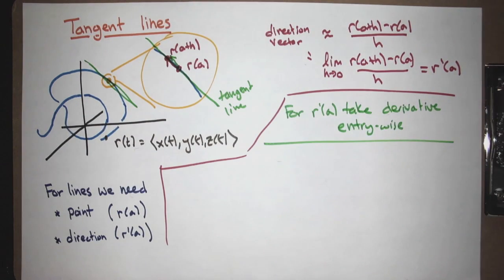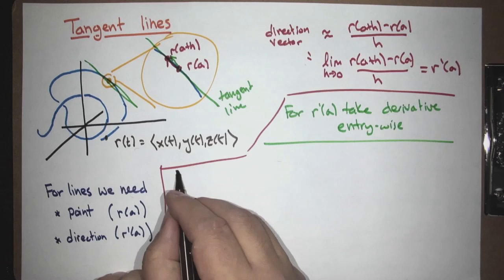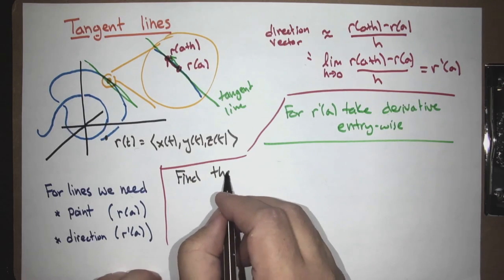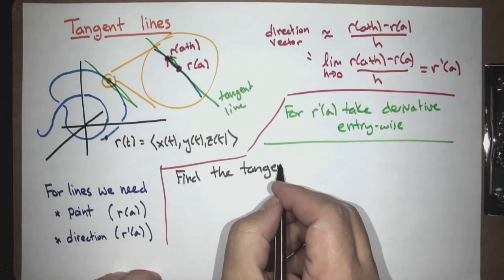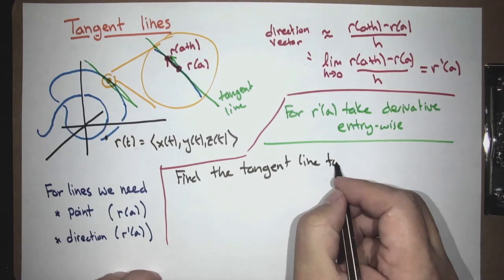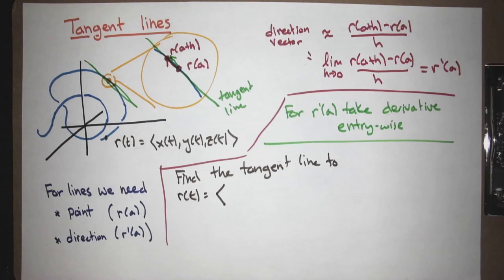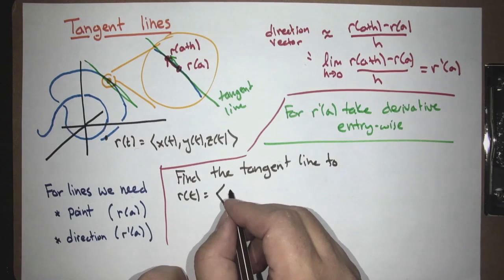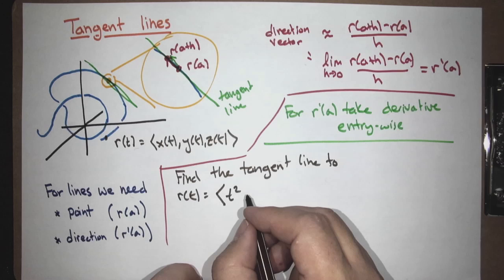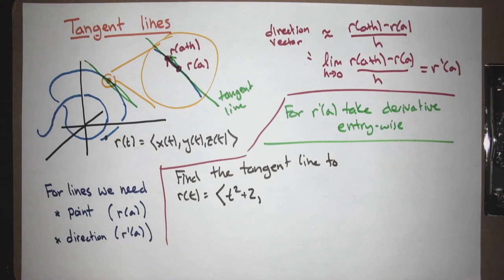Okay, well, let's make up an example. We can do that. We're pretty good at making up examples. So we'll do it together. Find the tangent line to r of t equals. So, what do you want in your first slot? Pick a function of t. t squared. All right, anything else? Plus 2. All right, now we get a second slot.